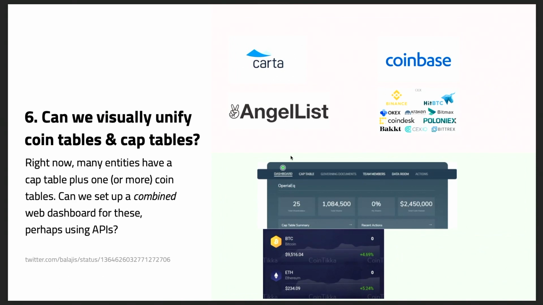Next, kind of relatedly, can we visually unify coin tables and cap tables? So we have your equity on Carta and AngelList. We have your coins on Coinbase. Can we set up a combined web dashboard for this, perhaps using APIs? Because a lot of people hold equity as well as coins in both. And maybe the answer for this is just tokenize equity. Maybe it's something else.